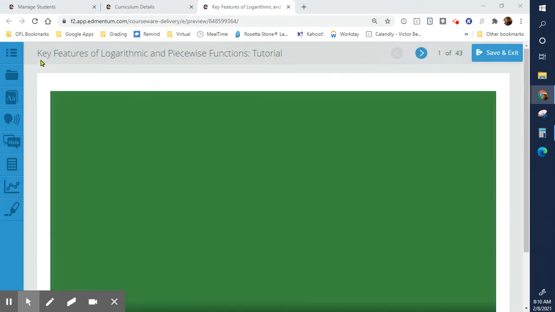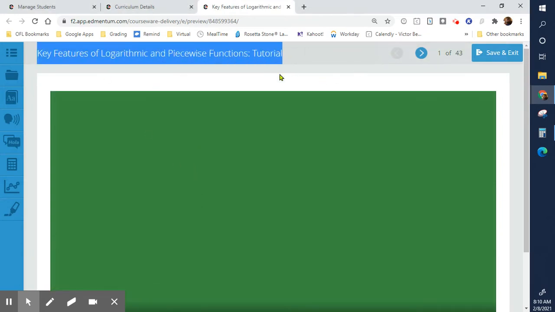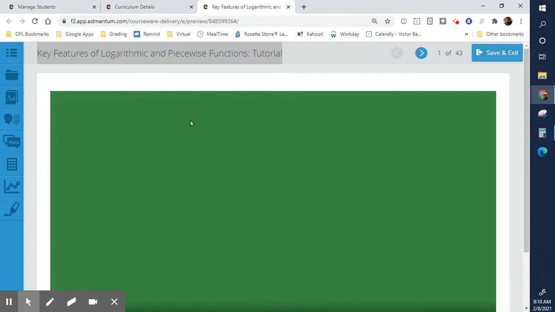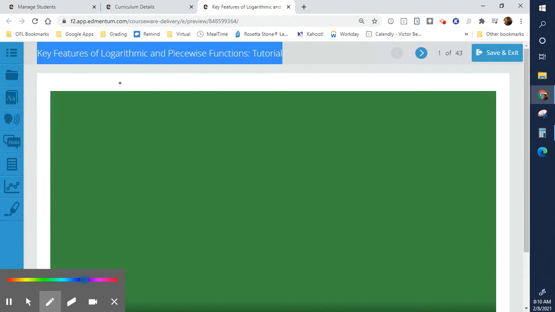So let's get into this. We're going to be talking about key features of logarithmic and piecewise functions. Logarithmic functions, we just talked about in the last one, where it's the opposite of exponentials. Exponentials never touch zero; they just keep going on forever and growing. Logarithms are the opposite.